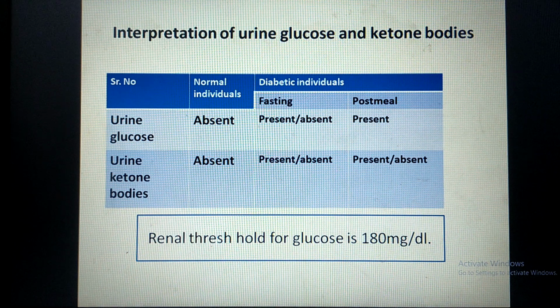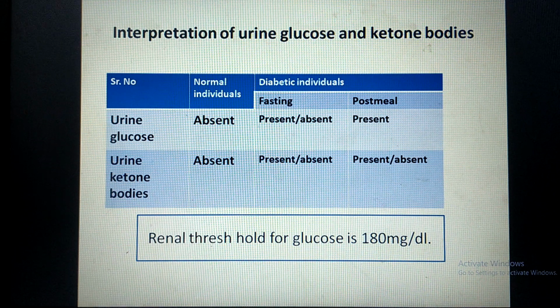This 180 milligram per deciliter of blood sugar level is called as renal threshold for glucose. That means when the blood glucose level increases above 180 milligram per deciliter, then glucose appears in the urine and you will get Benedict test positive. In case of post meal, in diabetic persons, the blood glucose level is more than 200 milligram per deciliter, so you will get Benedict test positive or glucose is found in the urine.